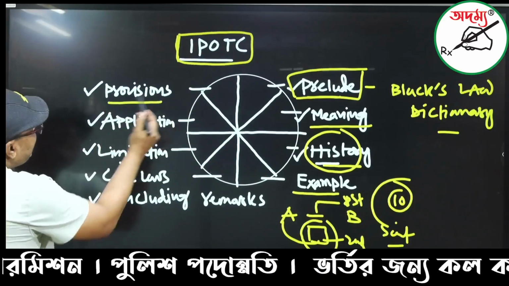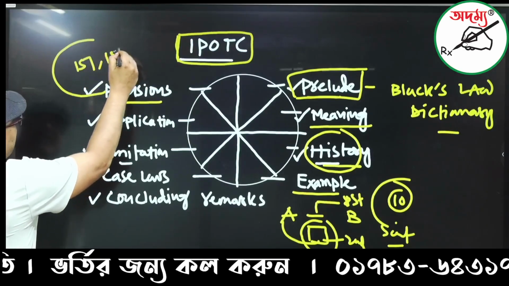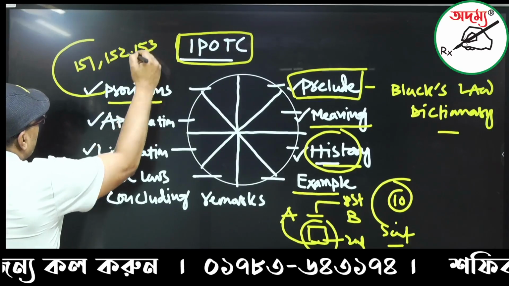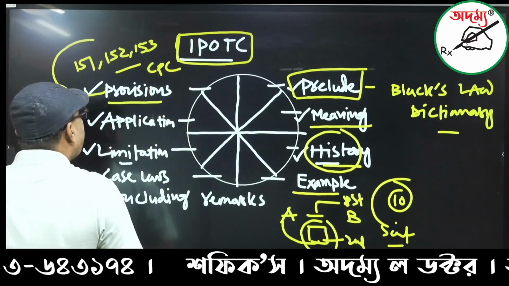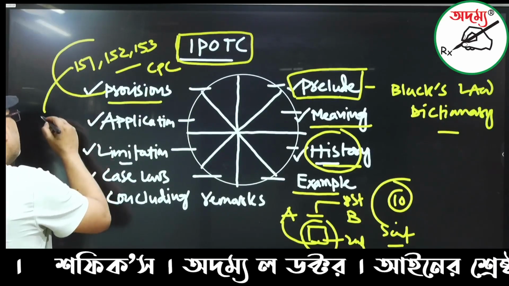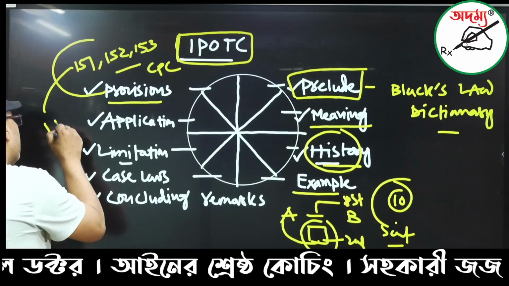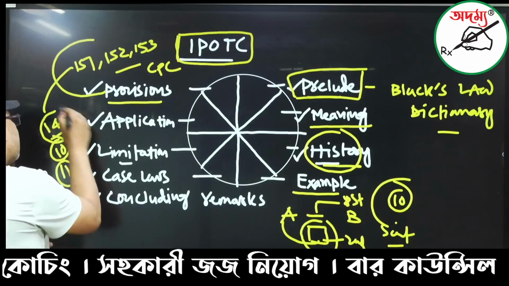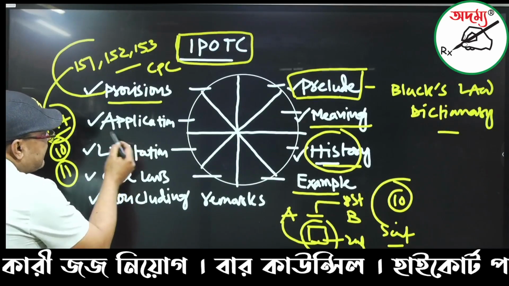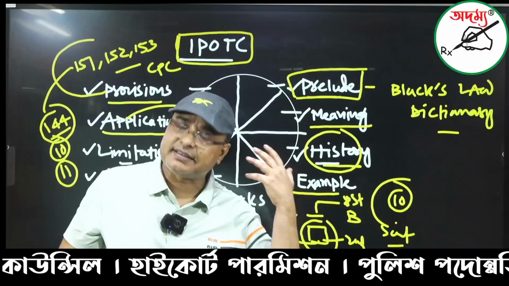And not only that, what is the provision of law? There are provisions 151, 152 and 153. Those are the provisions of inherent power in the section of CPC. And not only that, this power will be exercised under several sections, for example 144, and not only that, 10, 11, those are the sections. And not only that, this is the applicability, which proves that several sections may arise in this regard.